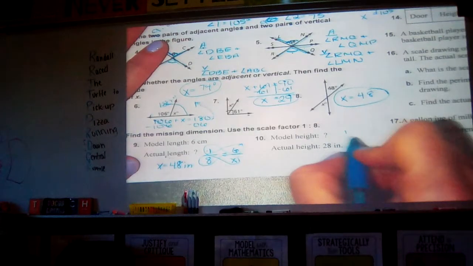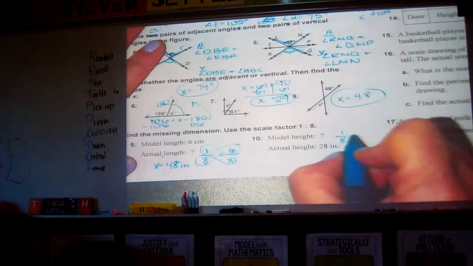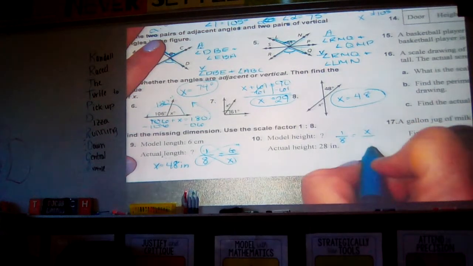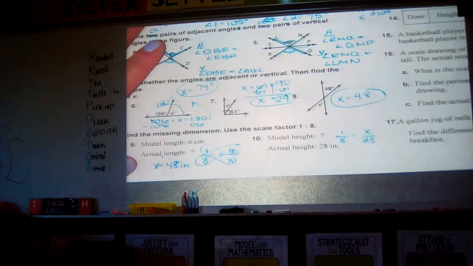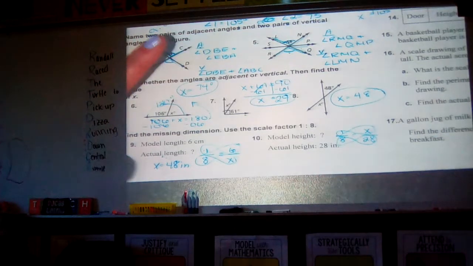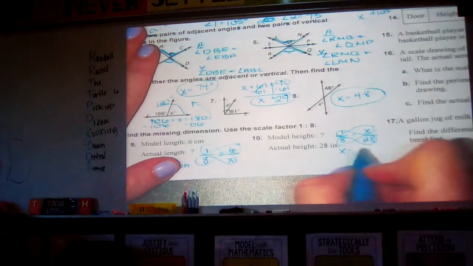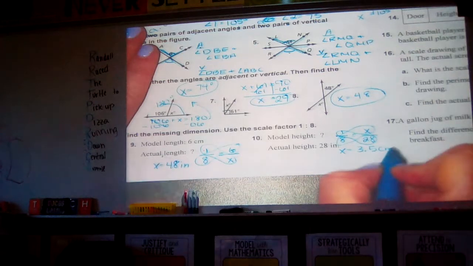Second one, or number 10, I'm sorry. We're going to start with our scale factor again. We don't know the model height, and the actual height is 28. So again, we cross multiply, divide, whatever we want to call it. And this one I can't do in my head, so we'll have 28 divided by 8 to get x is equal to 3.5. And that's going to be centimeters.